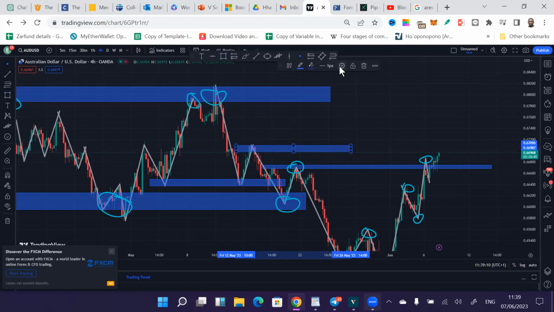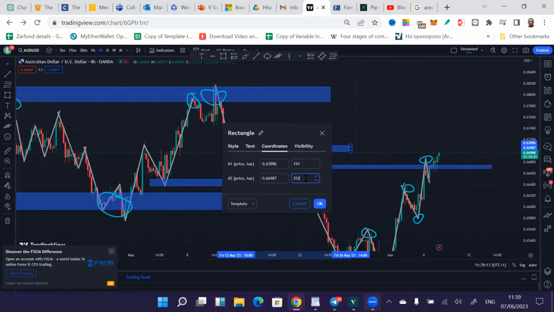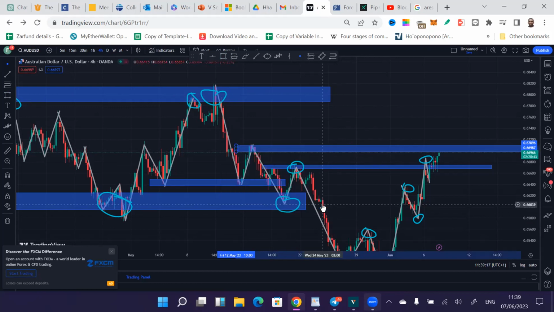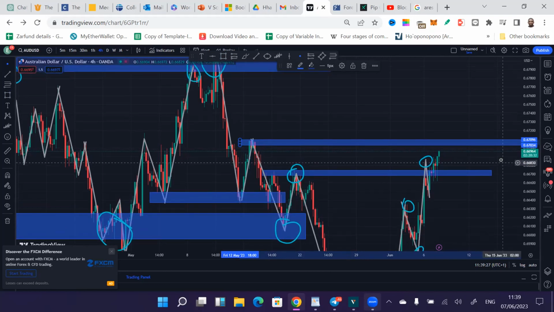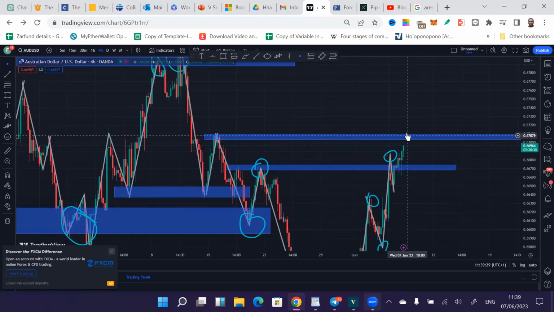Now, the reason why we are using a box and not single lines is because support and resistance areas are not single lines. They are like boxes too, because price can hover inside it. So we know now that, for example, price can get to this area now and start selling. So this is what we are going to do.